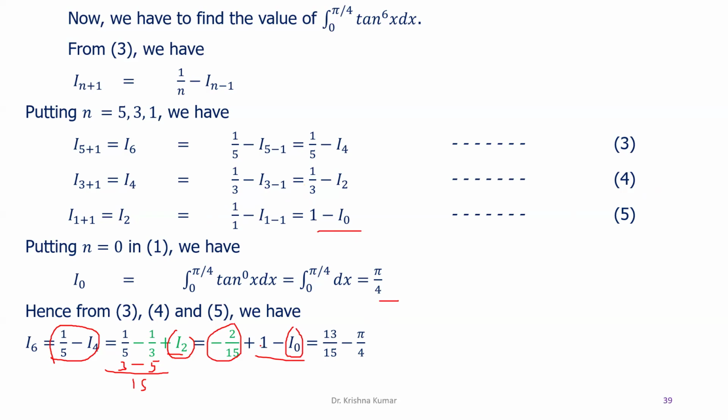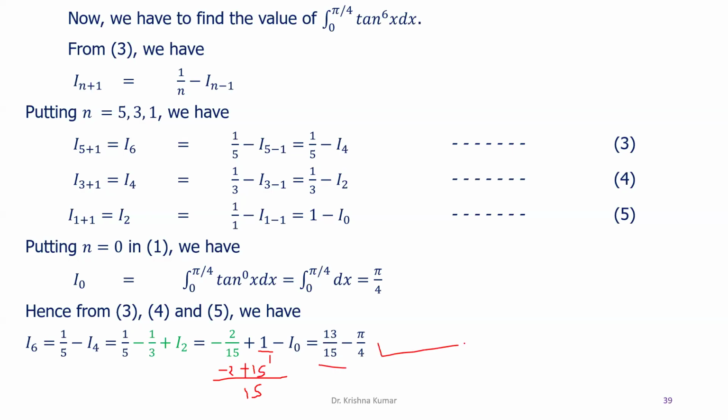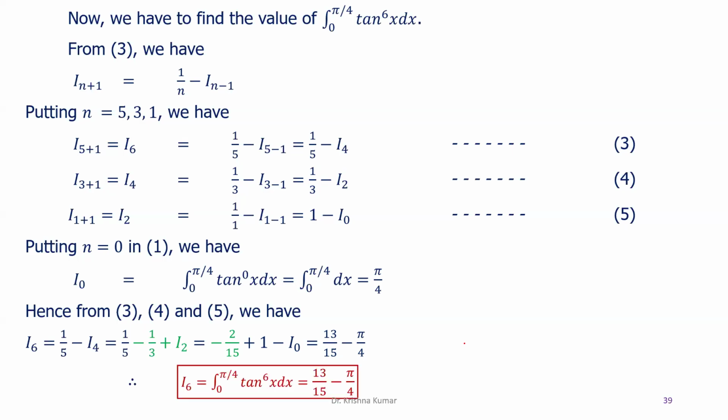And the next part, minus 2 by 15 plus 1 by 1. So the LCM is 15. This is minus 2 plus 15. So the answer is 13 by 15 minus pi by 4. Hence, the value of I6, which is equal to the integration of tan^6 x under the limit 0 to pi by 4 with respect to x, is equal to 13 upon 15 minus pi by 4. So this is the desired result, or this is the desired value of I6. Thank you.